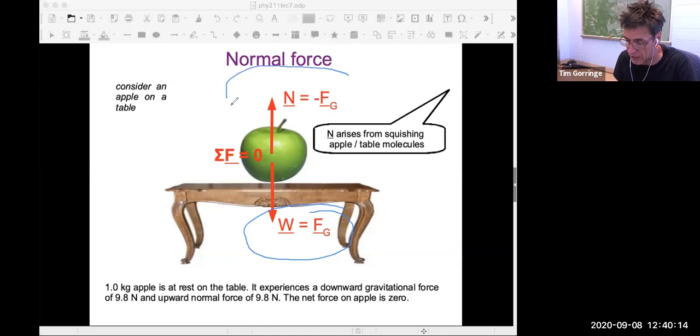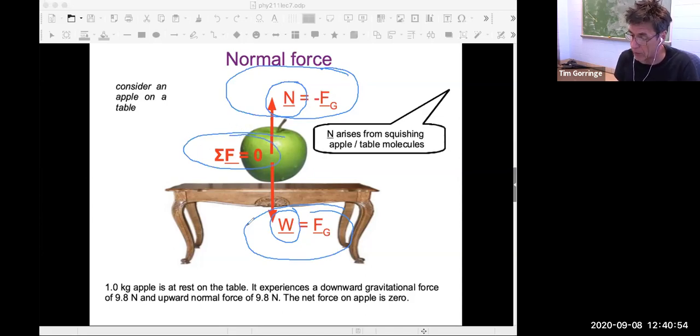But the table is exerting on the apple an upwards counteracting force. It's the normal force. And here's the normal force. We normally call gravity the weight of the object. So here I've used this symbol W for gravity. Here's the symbol we use for the normal force, this uppercase N here. And in this situation of the apple on the table, the downwards pull of gravity is being precisely balanced by the upwards push of the normal force, the contact with the table. And as a result, you get zero net force, and the apple is at rest and is staying at rest.